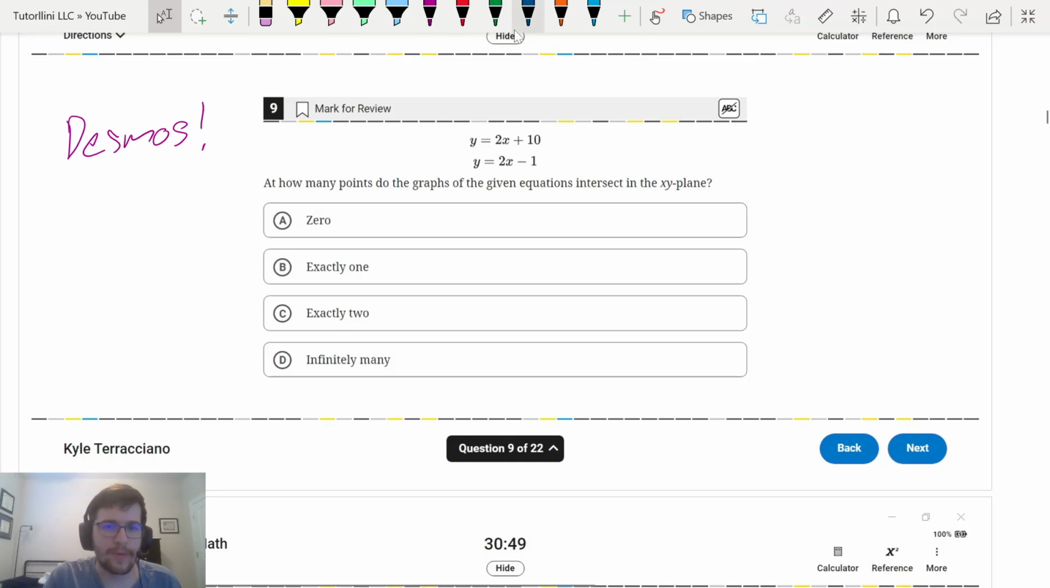So I want to point out as well, this is a linear system. Linear systems can only have 0, 1, or infinitely many solutions. It can't have 2. So this is just kind of wrong no matter what for this one. And we just found out from the picture that it had 0 points of intersection or 0 solutions.